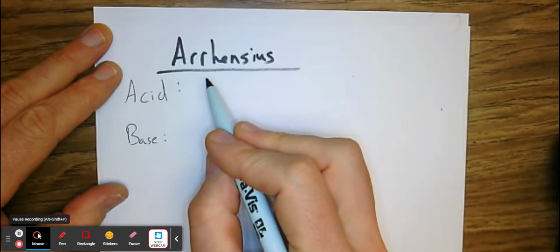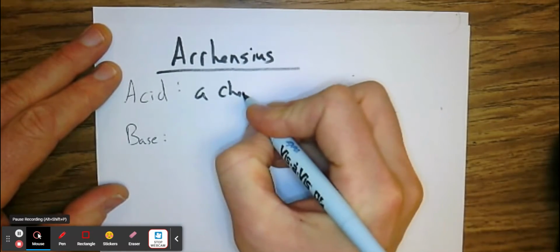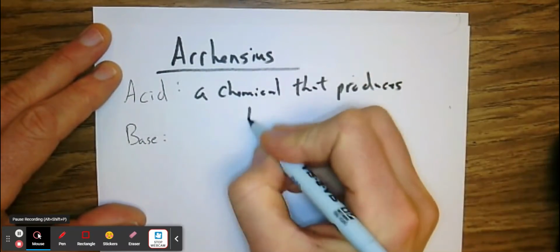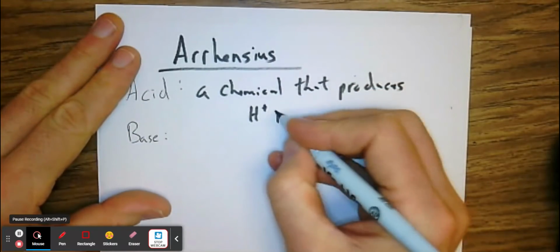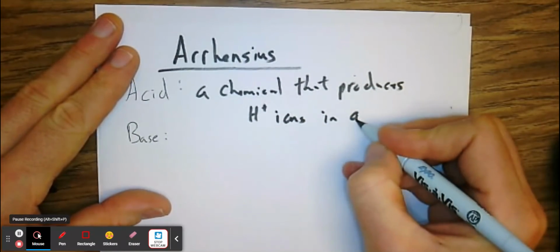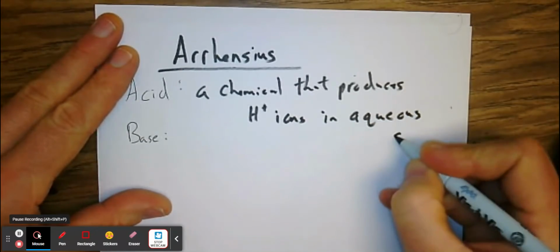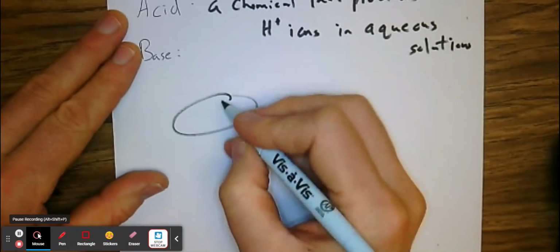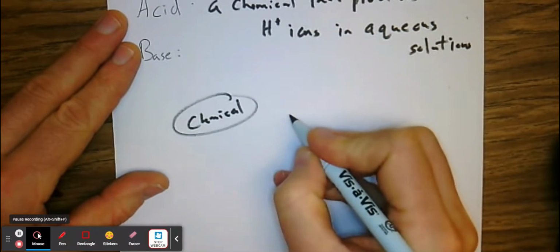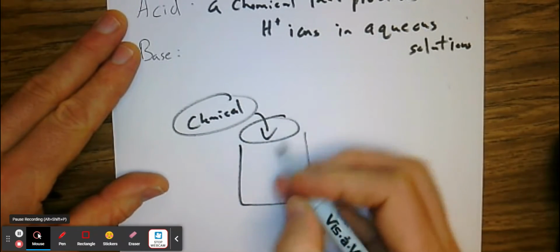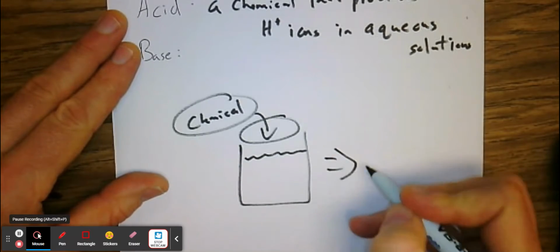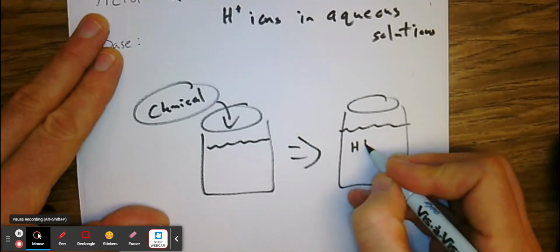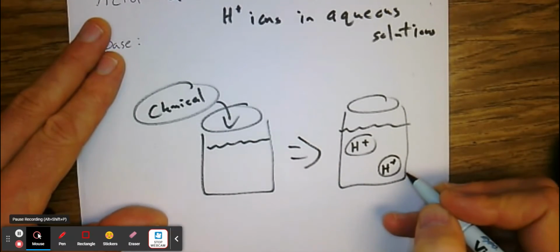So Arrhenius is a chemical that produces H plus ions in aqueous solutions. So I have a chemical, I put it in here, it dissolves, and now I've got H plus ions in there. All right.